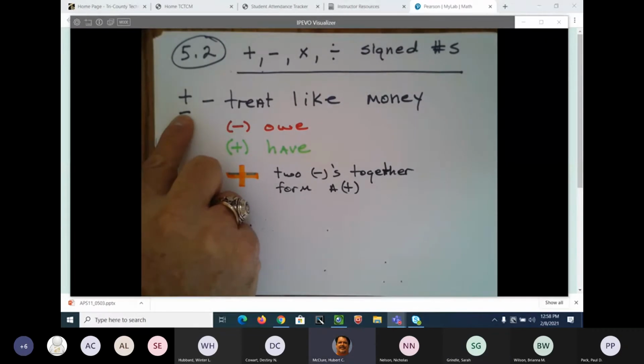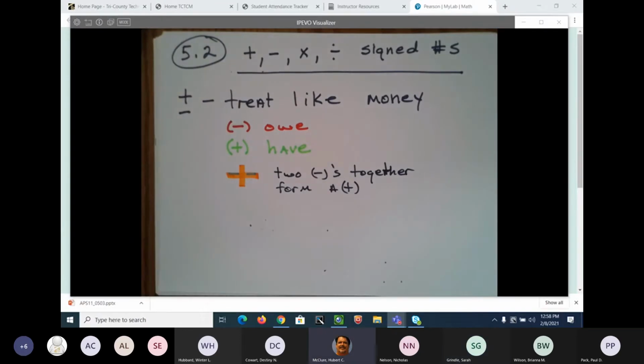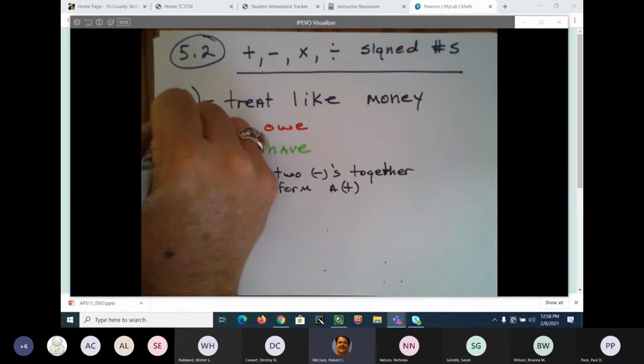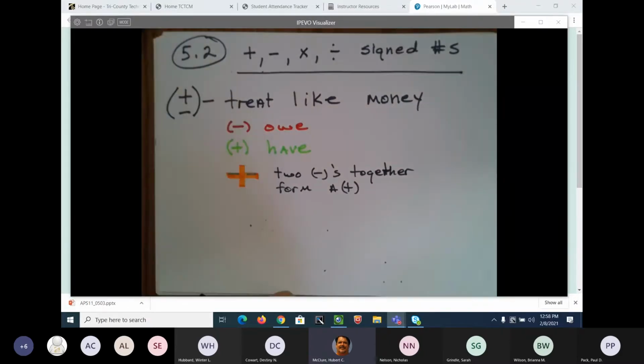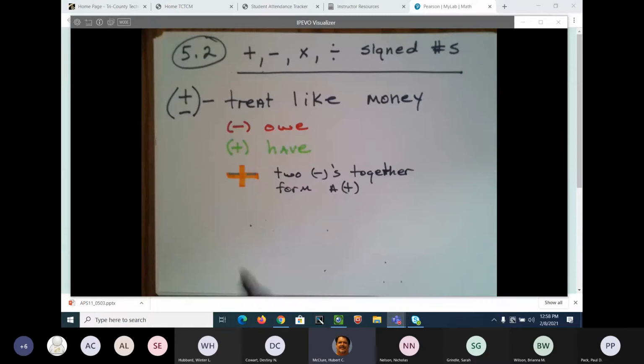signed numbers. All right. Now I'm going to ask y'all to give me an example of a homework problem or any problem that you would like, adding or subtracting two signed numbers, and I can apply Hubert's rule right here to it. Give me one.